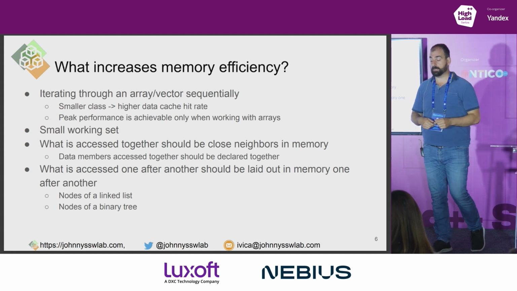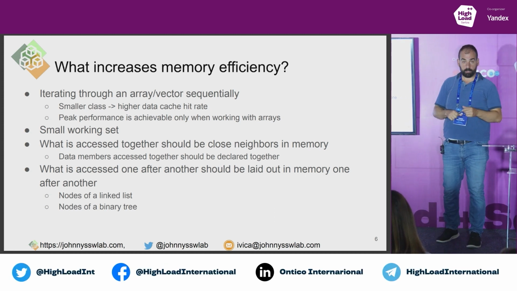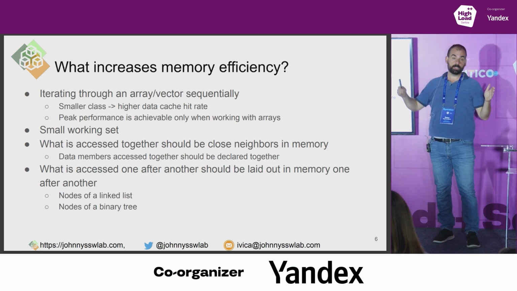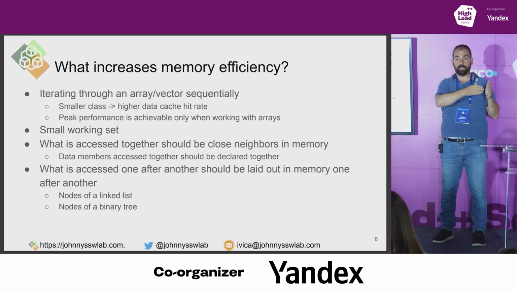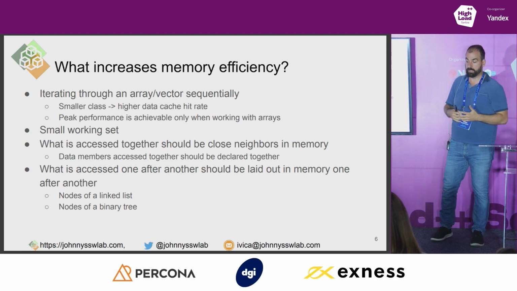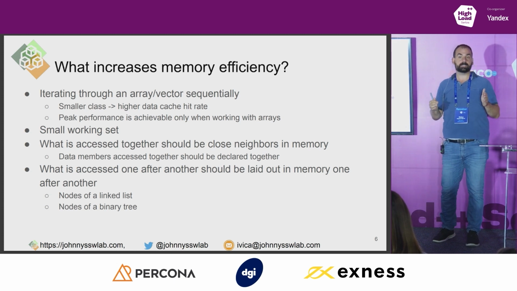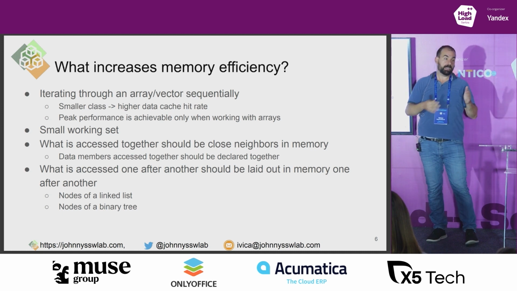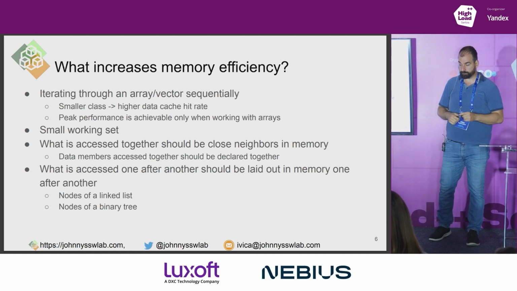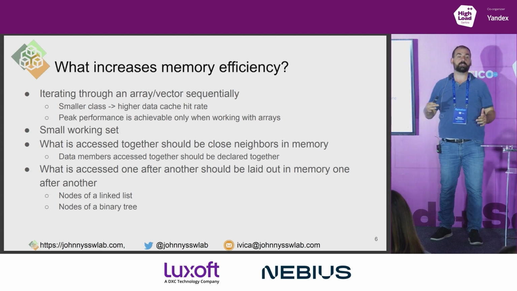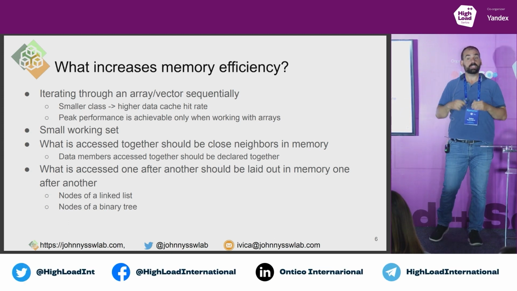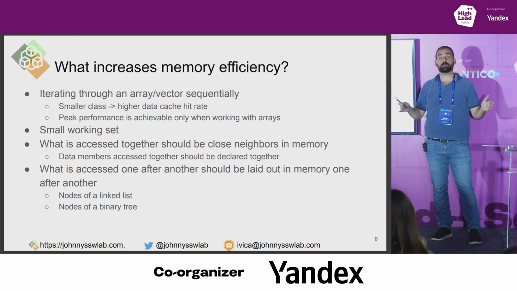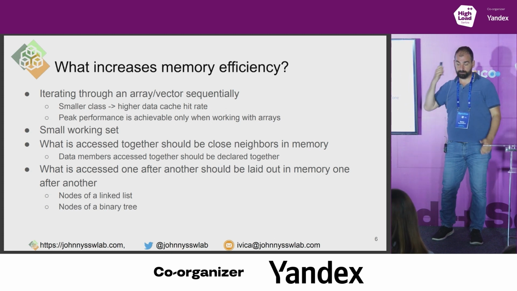What increases memory efficiency? If you have data stored in a vector or an array, and you're iterating through it sequentially, going from left to right or from right to left, that is generally memory efficient. If you have small classes, imagine a big class versus a small class stored in an array, access to smaller classes is generally more efficient. Now, if you're doing some software processing and you want peak performance on your hardware, generally you will need to store your data in arrays or vectors, blocks of continuous memory, and you will need to access them sequentially.